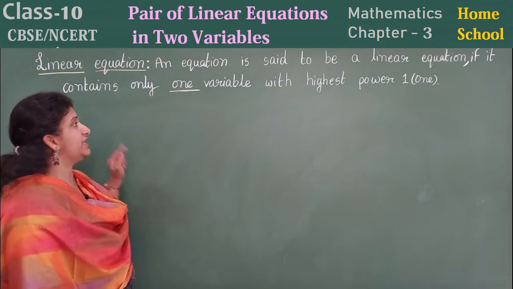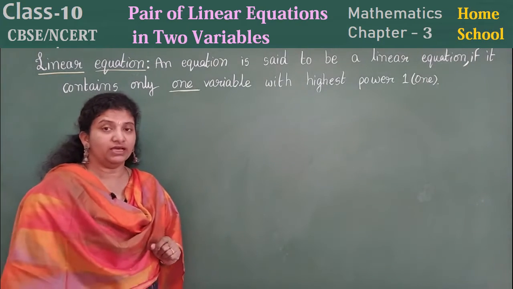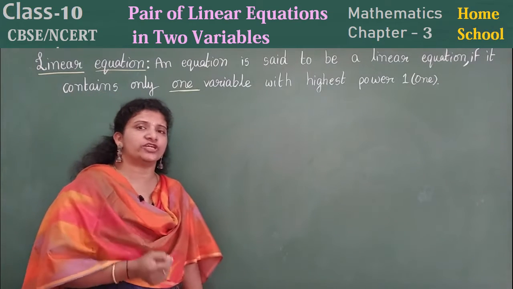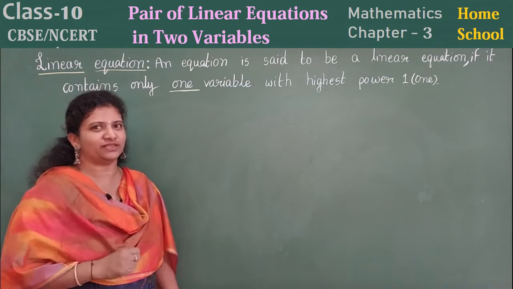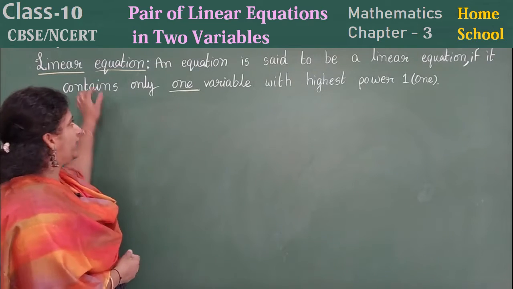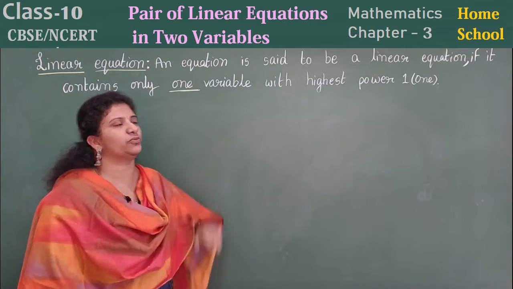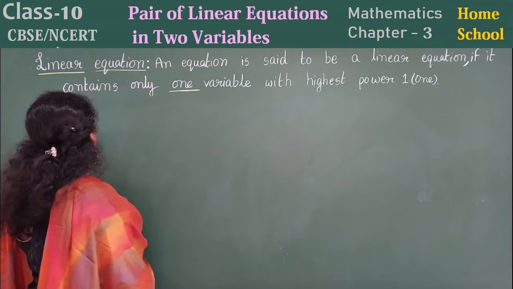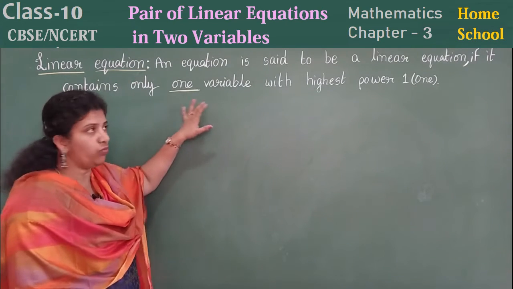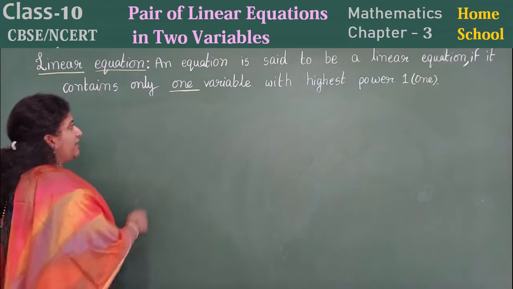So now we have seen a linear equation with one variable. The same statement I am going to change for a linear equation of two variables. How can I change? Look here. A linear equation, an equation is said to be a linear equation if it contains only one variable. This statement I am changing here.